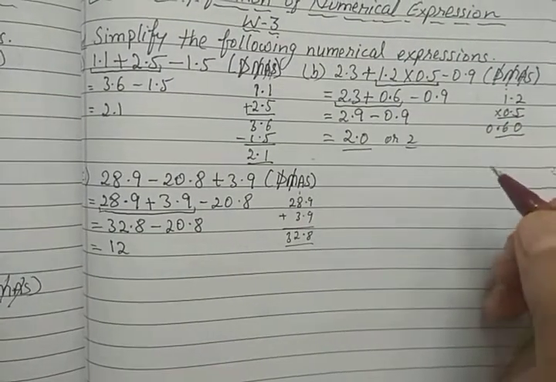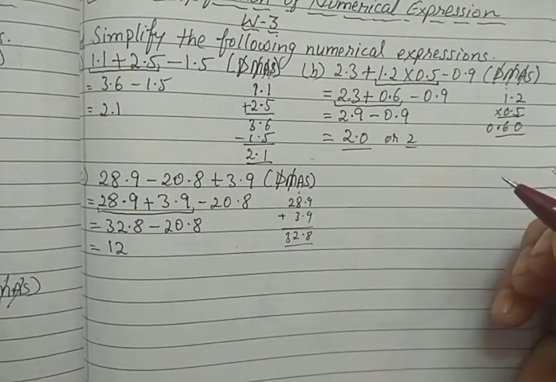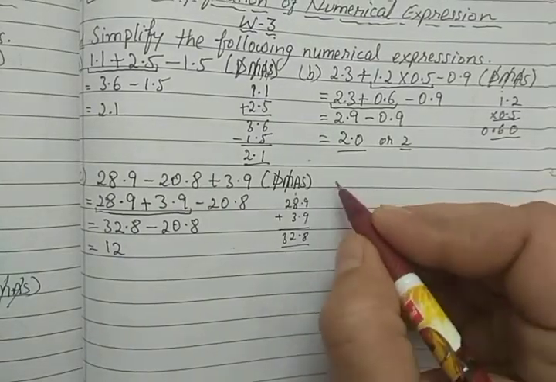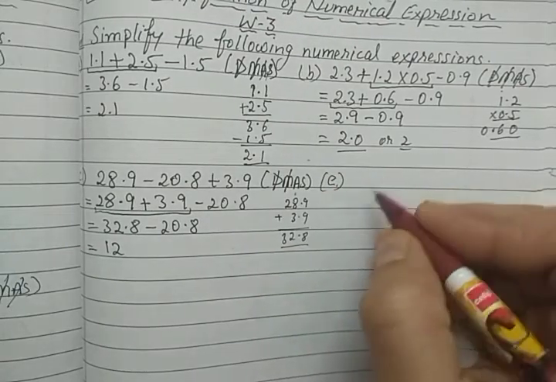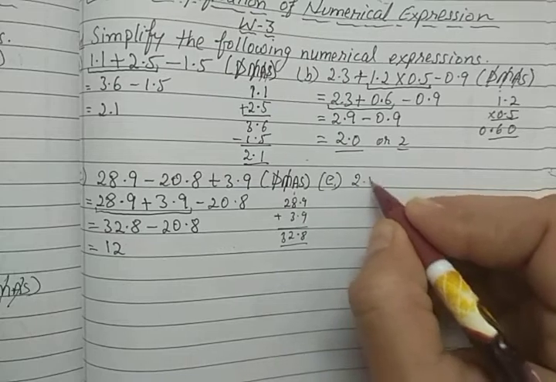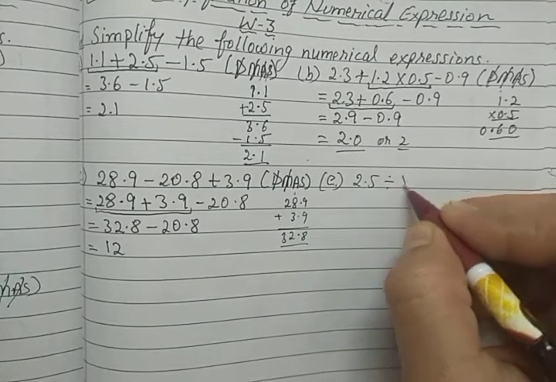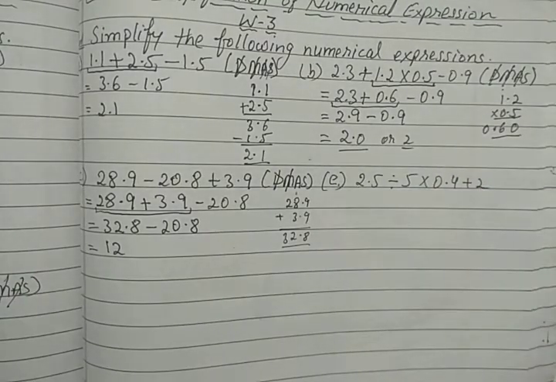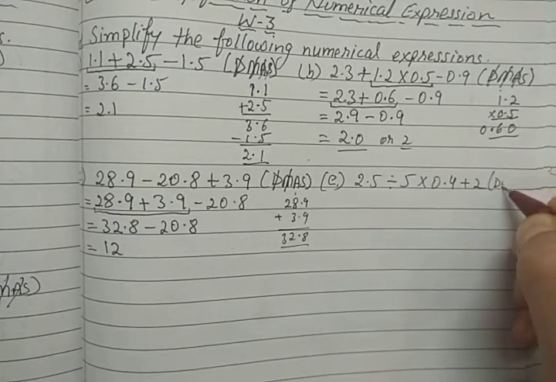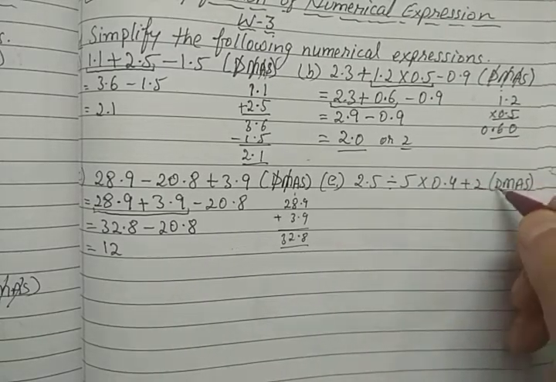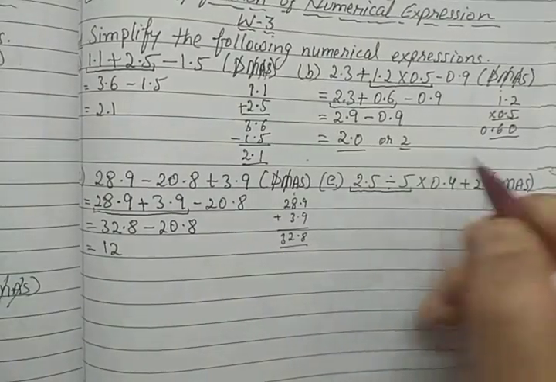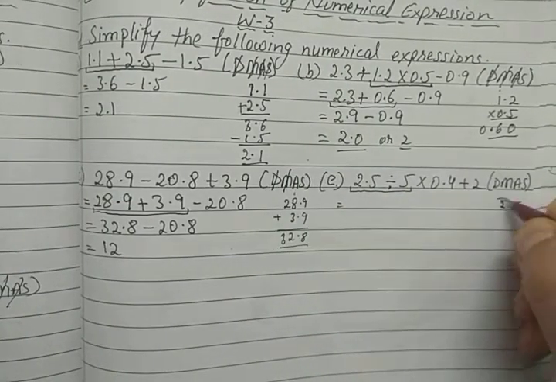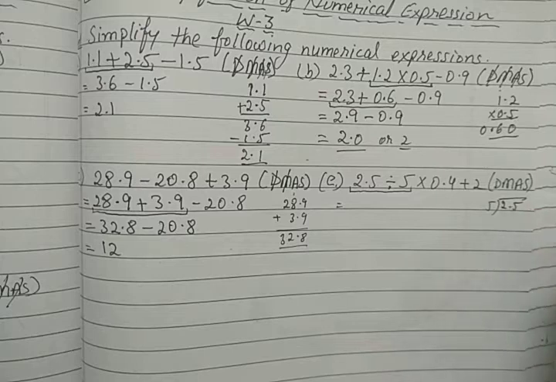And we will do one question which includes division. So we will do the E part. 2.5 divided by 5 multiplied by 0.4 plus 2. Here we have division also, right? So in the first step we have to divide. You know how to divide a decimal number. So divide it on the rough side. 2.5 divided by 5. Here the decimal comes in the first step.